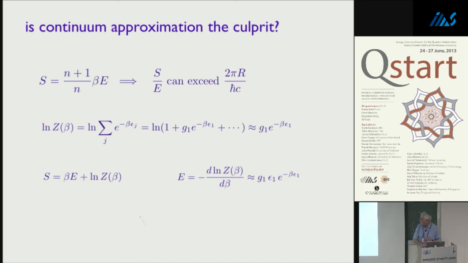You substitute into the formula for entropy, and you calculate that S over E is beta plus 1 over E1, which does not involve the continuum approximation, but you see that if beta is very large, S over E will indeed exceed 2 pi r over h bar c. So you seem to have a violation of the universal entropy bound for a very simple system like thermal radiation. How can this be when we argued very generally that there is a bound like that?